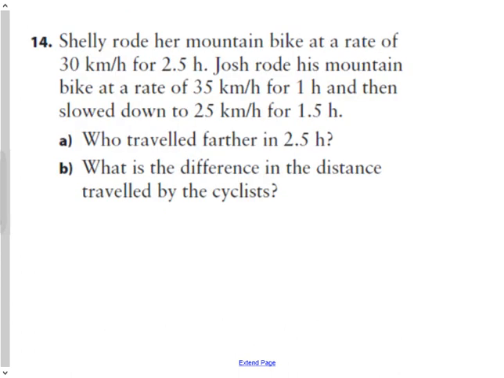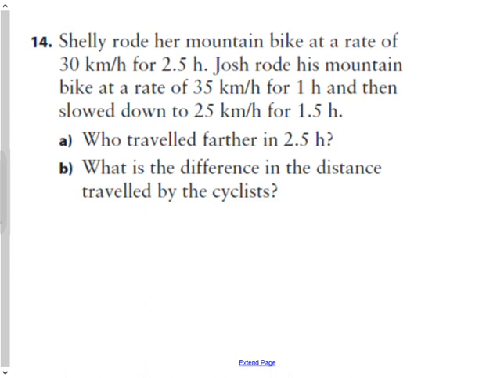Question 17 says, Shelly rode her mountain bike at a rate of 30 kilometers an hour for 2.5 hours, and Josh rode his mountain bike at a rate of 35 kilometers an hour for 1 hour, and then slowed down to 25 kilometers an hour for 1.5 hours. Who traveled farther in 2.5 hours?